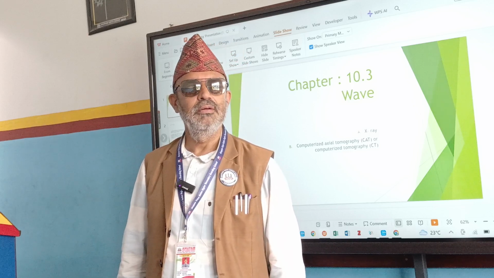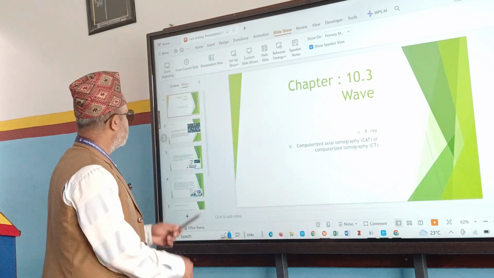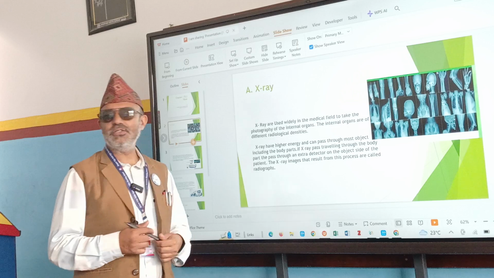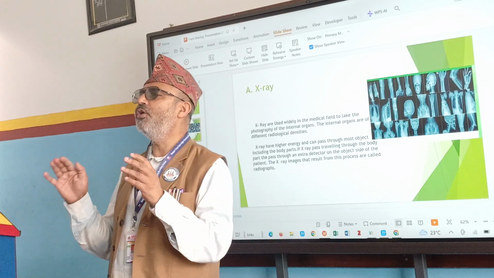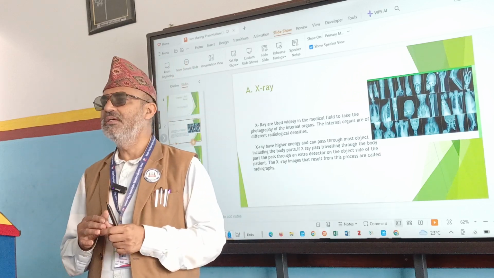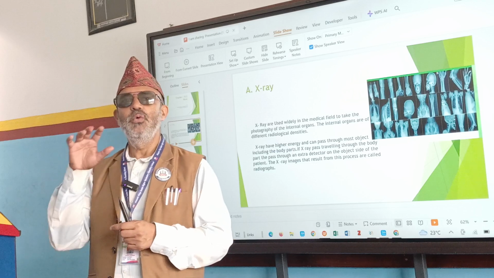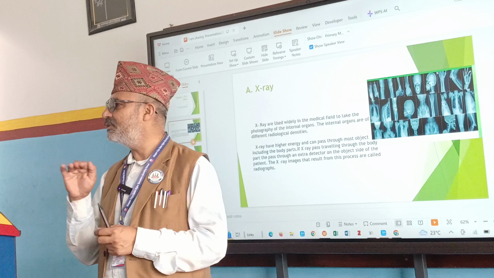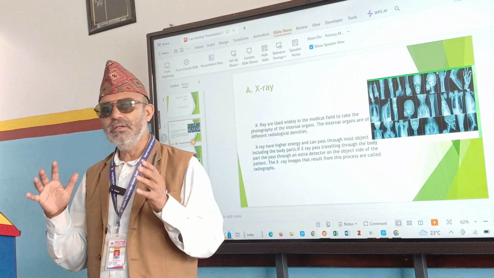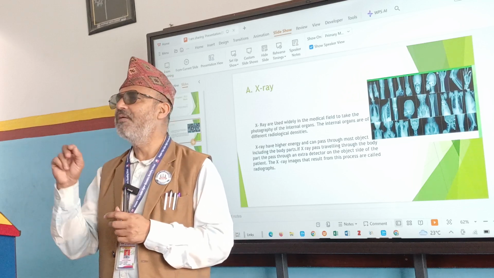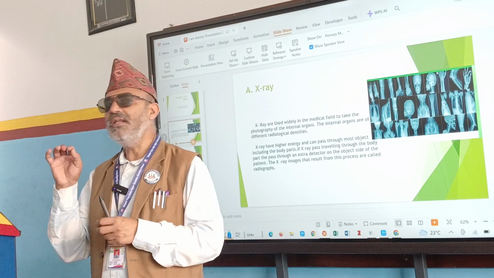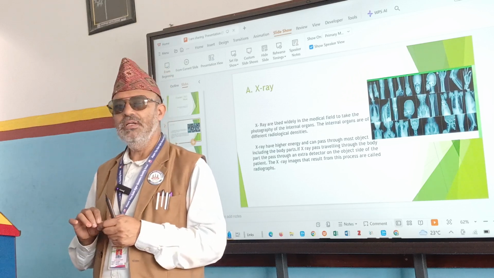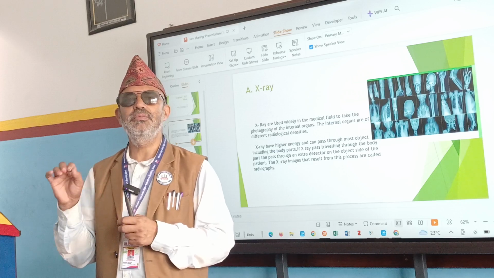So when we talk about these X-rays and CT scans, these are the boon of science. Because we can find out the cracks or some problems inside our body or in our anatomy. But they are harmful also. The main harm is they can cause cancer. That's why X-rays should not be done frequently.